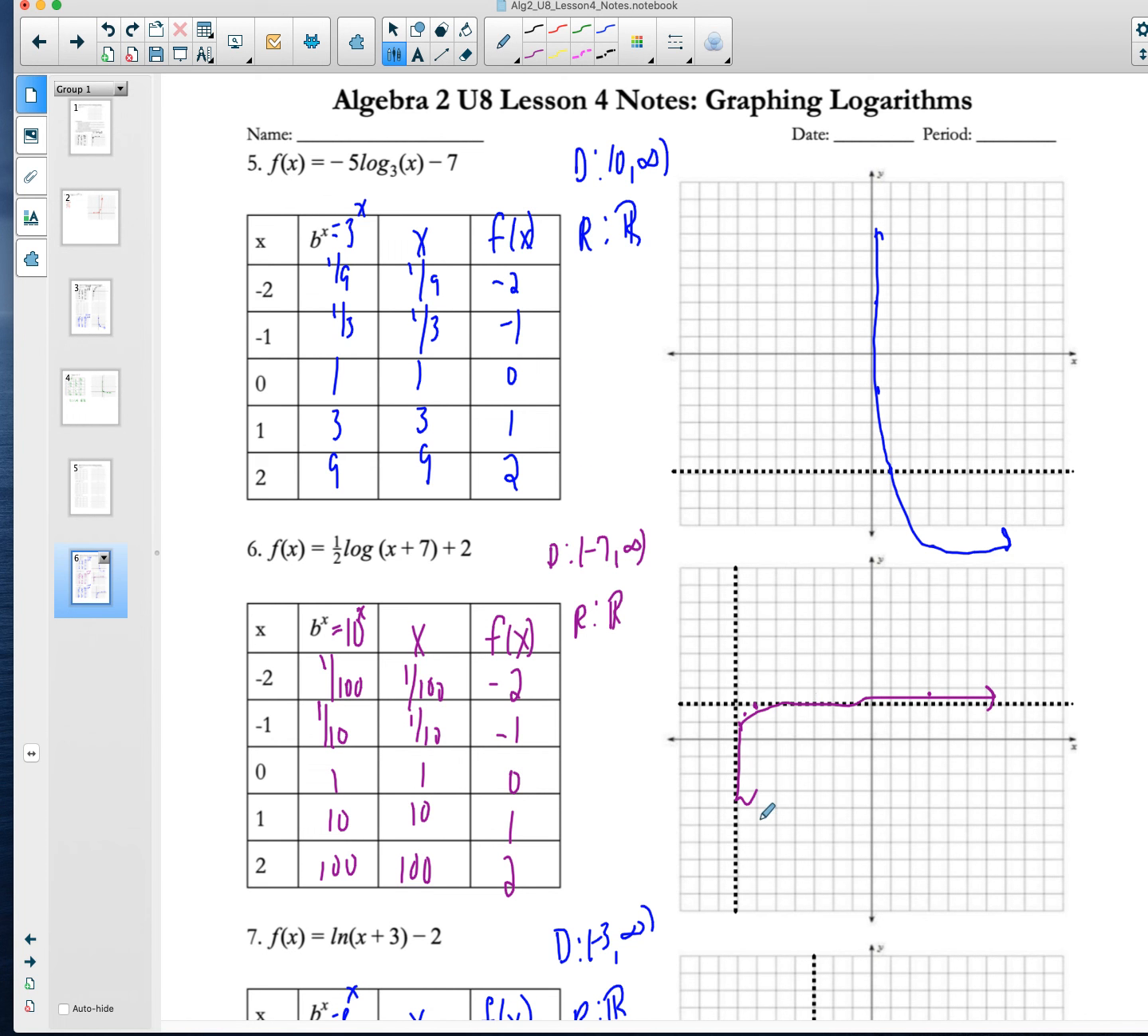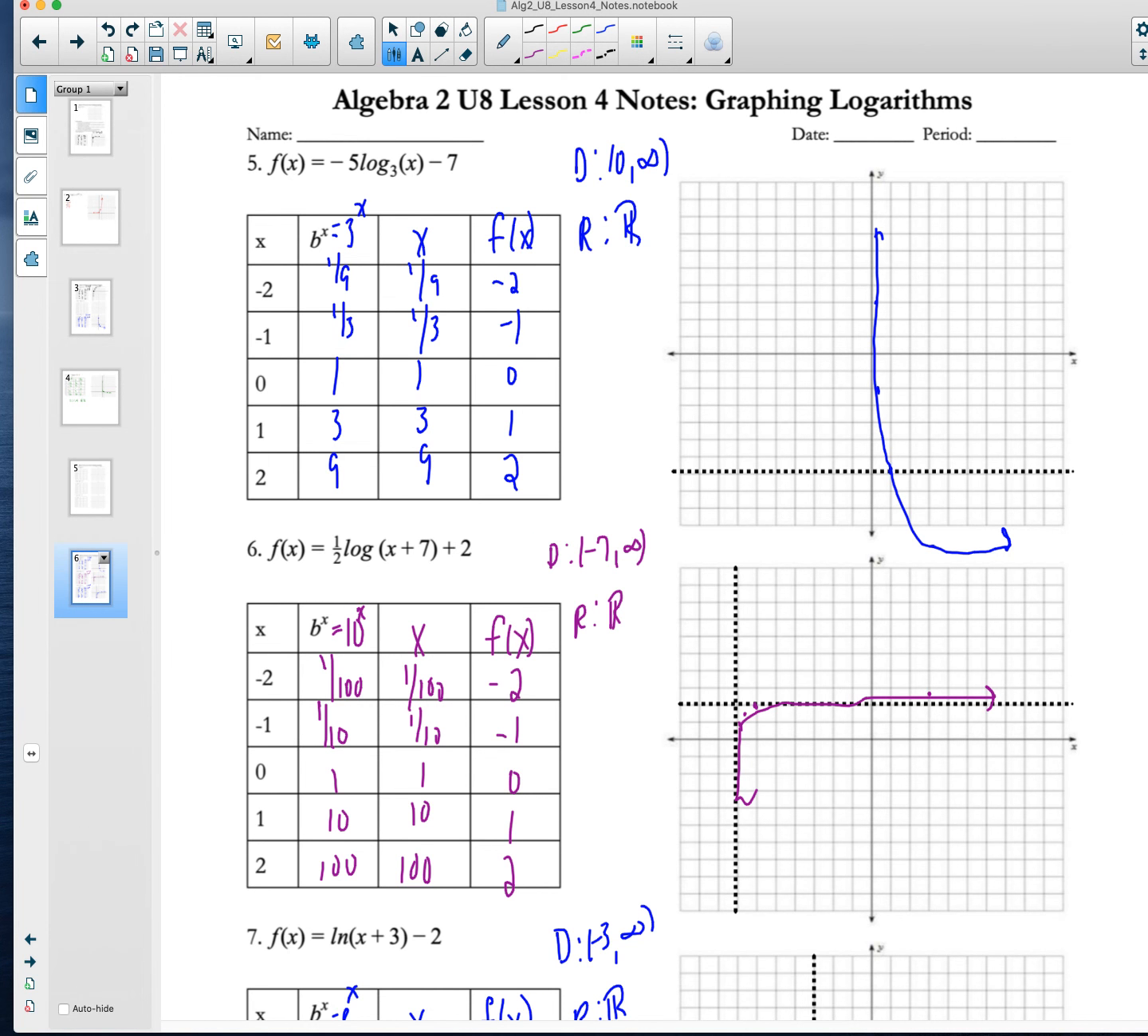So you can see that this really flattens out. That 1/2 really flattens this curve out. It doesn't have a lot of increase to it. It's still increasing, but it's very, very slow. And then once again, looking at the domain, that's -7 to infinity. And then the range is all real numbers.